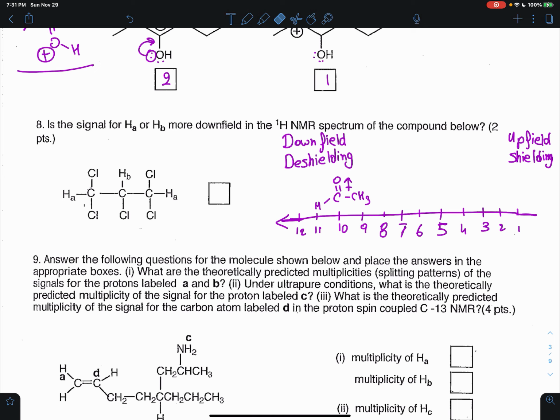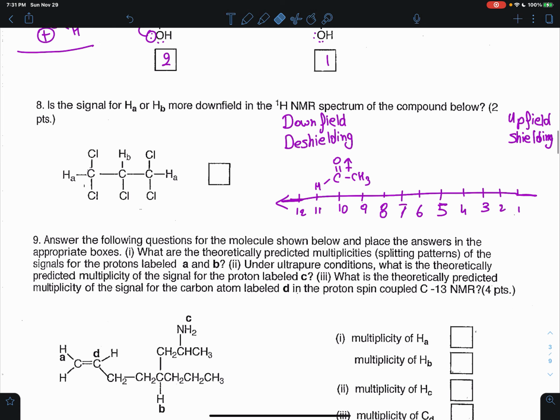When something is electron dense, like an alkane, CH3, that would be in the upfield, to the right. So that's what we mean by being downfield or deshielded: the electron density is being pulled away.